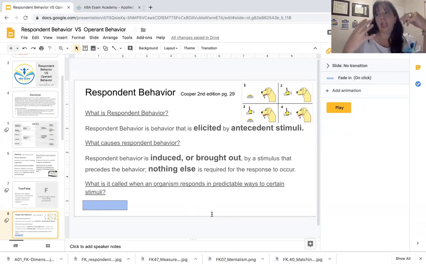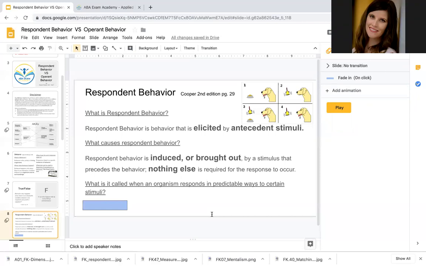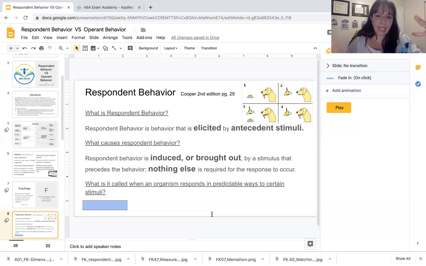Like, for example, I have a fear of anything medical. Anything that has to do with medical, to me, that's difficult. So my hair stands up, sometimes I get kind of nauseous or I start sweating. That's all out of my control. Just the presence of a hospital or things like that makes me feel that way. So that's all respondent.